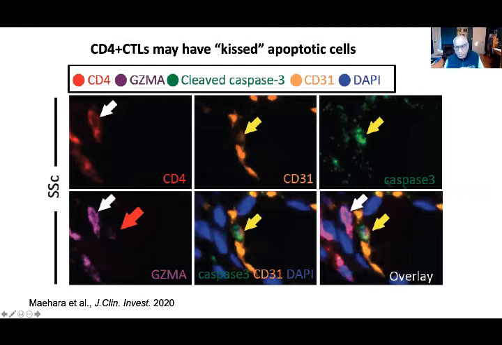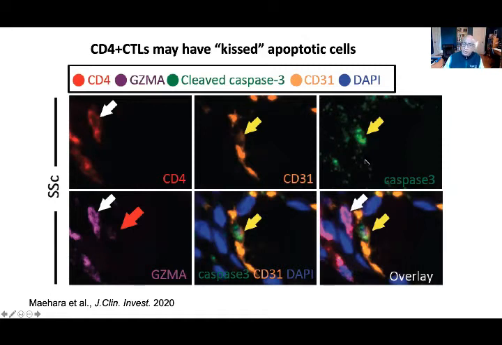I'm not sure how well you can visualize this, but here's an example of a CD4-CTL, which is granzyme A positive. It is actually in the vicinity of a cell over here, which is essentially this endothelial cell. This is the endothelium. But that endothelial cell has acquired a little granzyme A. So you believe the granzyme A has been delivered by the CD4-CTL into this endothelial cell. And that endothelial cell has got cleaved caspase 3, it's undergoing apoptosis.